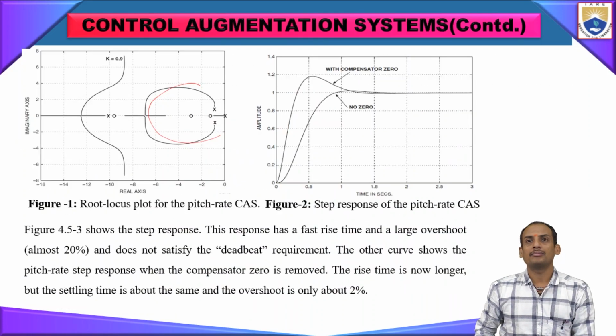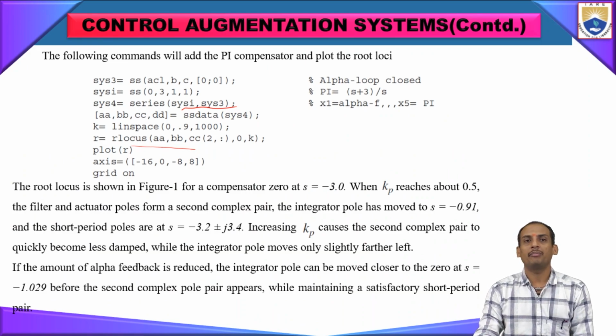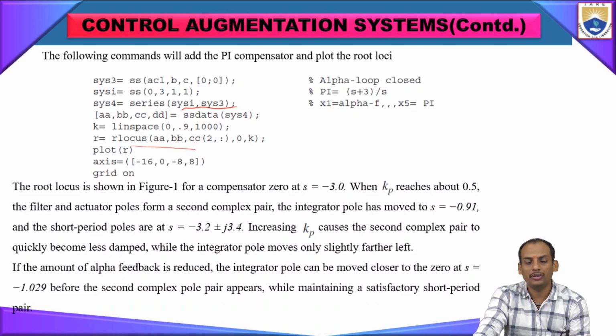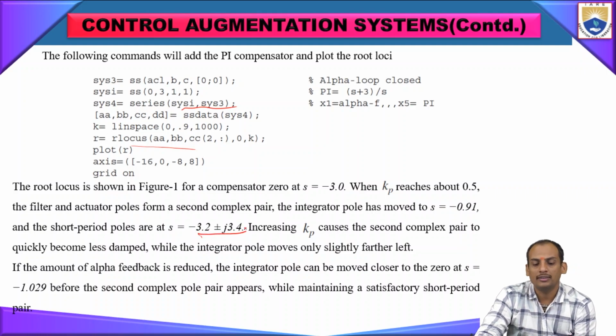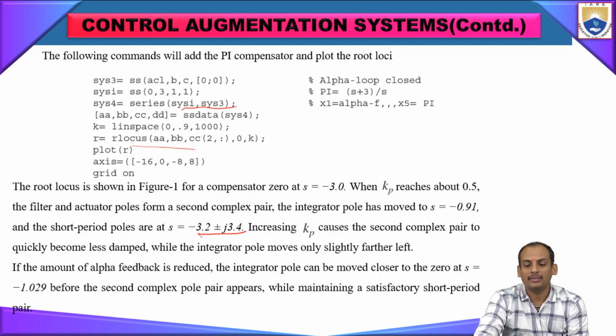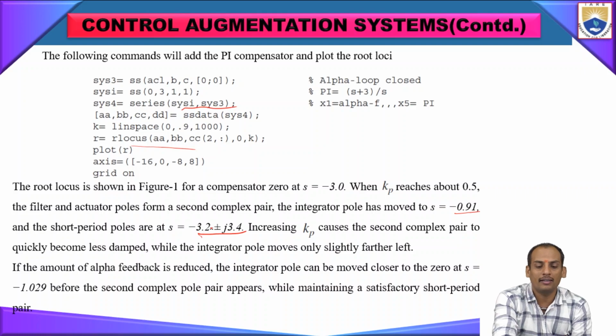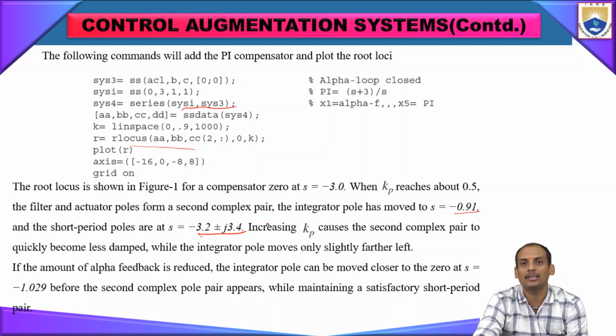Kp equal to 0.5, and the filter and the actuator poles form a second complex pair. The integrator pole has been moved to s equal to minus 0.91, and the short period poles will be s equal to minus 3.2 plus or minus j3.4. That means for s equal to minus 0.9, one root is minus 0.9, and the other roots come as a complex pair, that is minus 3.2 plus or minus j3.4.